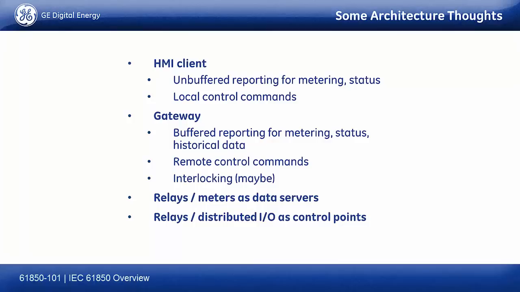Then I may do interlocking in my gateway if I have logic and so on. I may choose to do interlocking at this point, or maybe in bay controllers or somewhere else, right? My relays and meters are going to be data servers because they're the source of data for reporting and control commands, right? Relays and distributed I/O may also be control points. This is all a function of what my devices do and how they're configured, right?